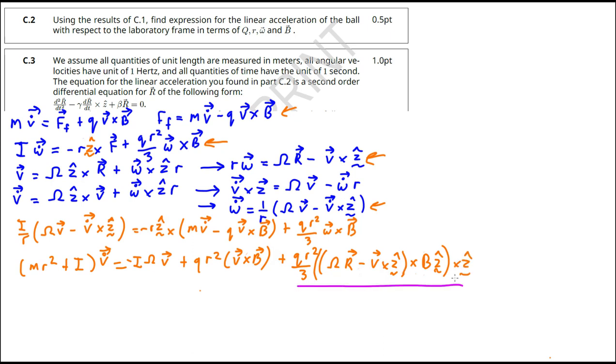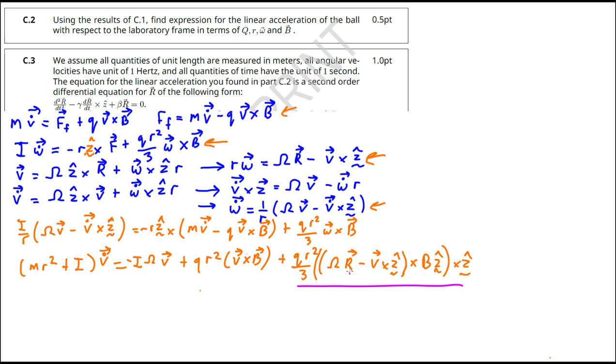Let's play with this last term here, because we've got a lot of cross products to get rid of. If we first look at this v term, we're essentially doing v cross z and then crossed with z. That means we're just going to get this factor of B as a constant, and a vector pointing in the direction of v, and then we still have to take the cross product with that z. But that's okay, we can deal with that.